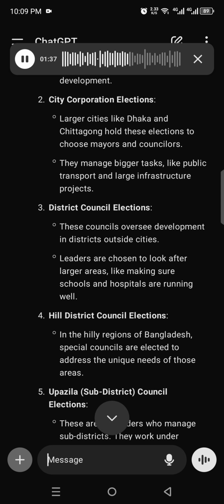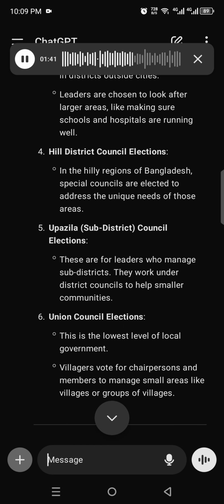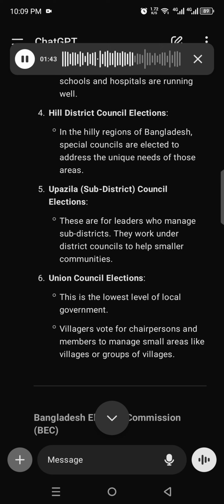4. Hill District Council elections. In the hilly regions of Bangladesh, special councils are elected to address the unique needs of those areas. 5. Upazila, Sub-District Council elections. These are for leaders who manage sub-districts. They work under district councils to help smaller communities.